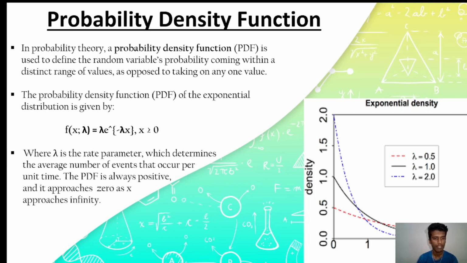The PDF is always positive and it approaches 0 as x approaches infinity. The probability density function value will always be positive and it approaches 0 as x approaches infinity, as the line of probability density goes on until infinity. As we can see in this graph, the x value is going to extend to infinity.